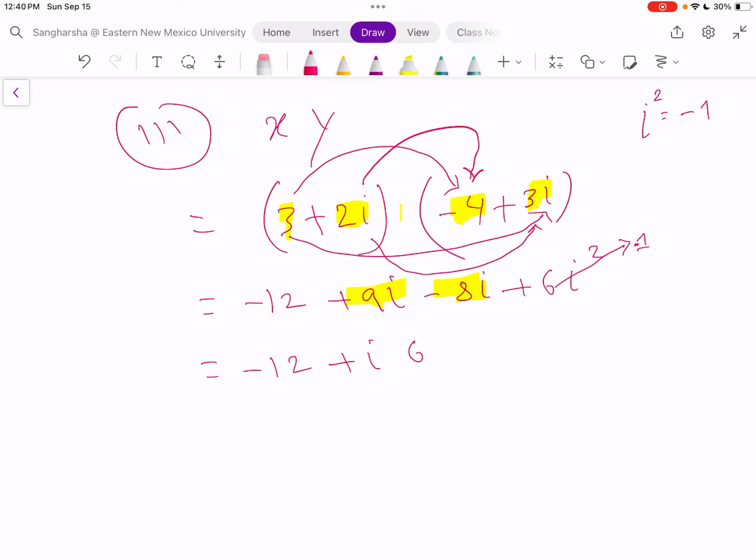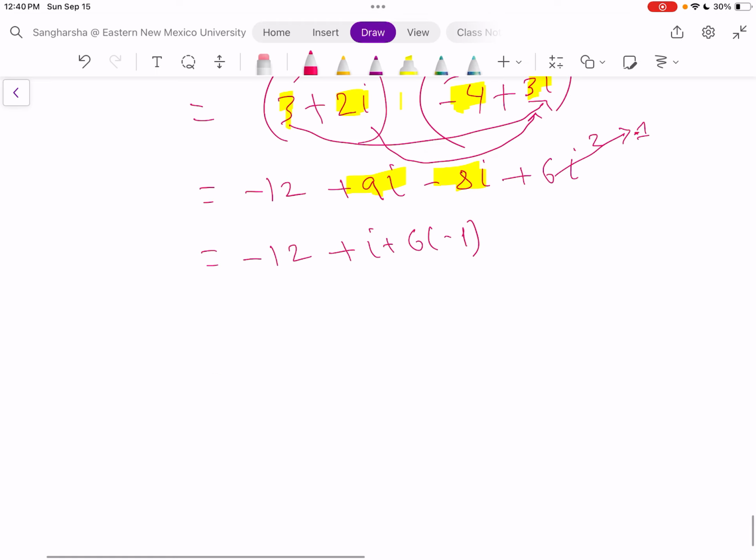6 times negative 1. So this is negative 12 plus i. 6 times negative 1, negative 6. We still have these two like terms, negative 6, negative 12, negative 18 plus i. And this is how we can find the product of complex numbers.